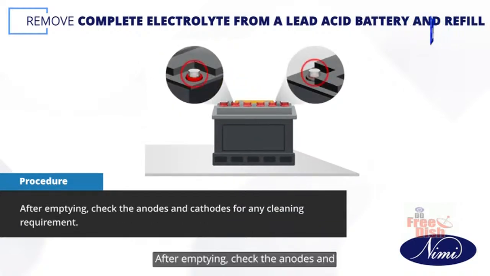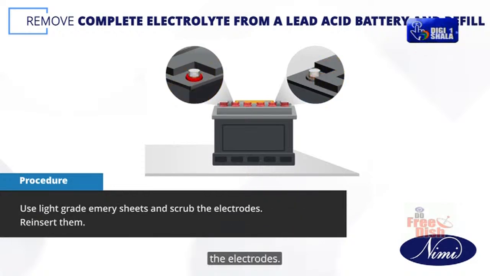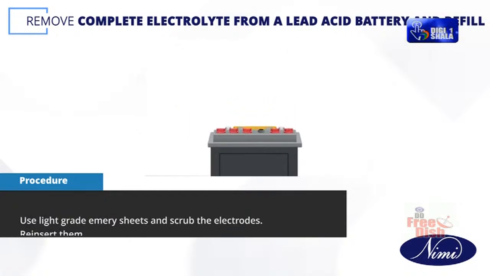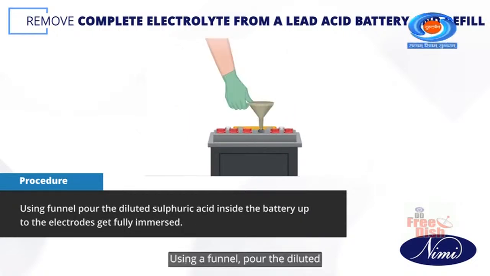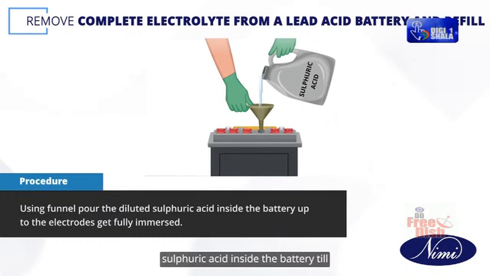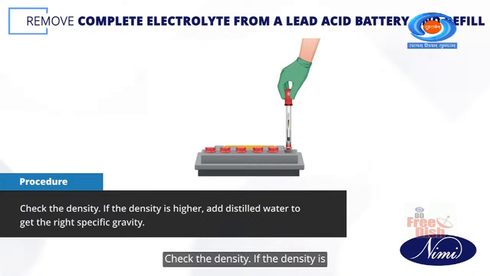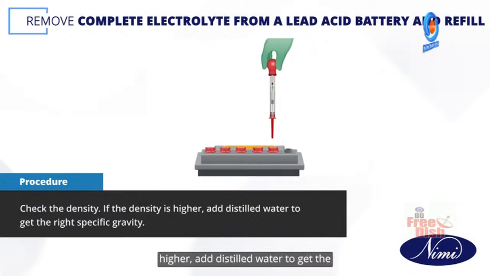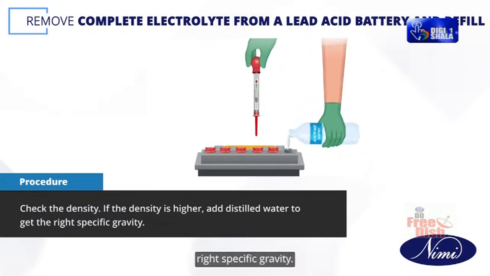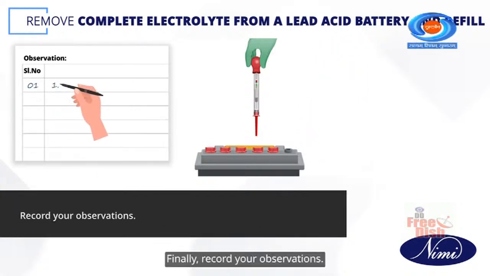After emptying, check the anodes and cathodes for any cleaning requirement. Use light grade emery sheets and scrub the electrodes. Reinsert them. Using a funnel, pour the diluted sulfuric acid inside the battery till the electrodes get fully immersed. Check the density. If the density is higher, add distilled water to get the right specific gravity. Finally, record your observations.